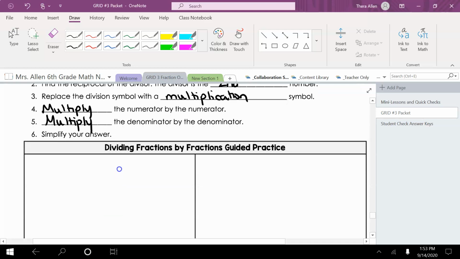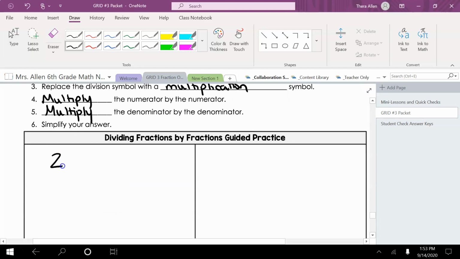Our first problem is going to be 2 and 1/2 divided by 2/3. First, we have to change our mixed number to an improper fraction. 2 times 2 is 4. Plus 1 is 5. 5/2 divided by 2/3. Now we keep, change, flip. Keep 5/2, change to multiplication, and flip 2/3 to 3/2.